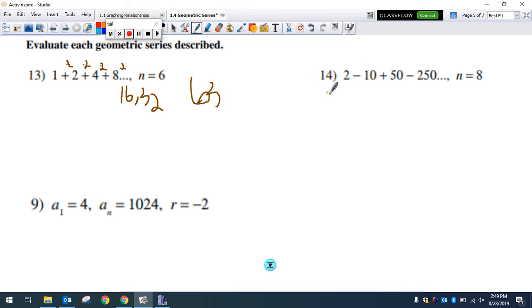So same thing here. My first term is 2. If you want to put commas in between there, that might make it easier for you. 2 to negative 10 means you multiply by negative 5. And we're going to do that each term. I'm going to multiply by negative 5. I'm going to multiply by negative 5. And this time I need 8 terms. So I would multiply negative 250 by negative 5, and then keep going on. And then summation means to add them all up.